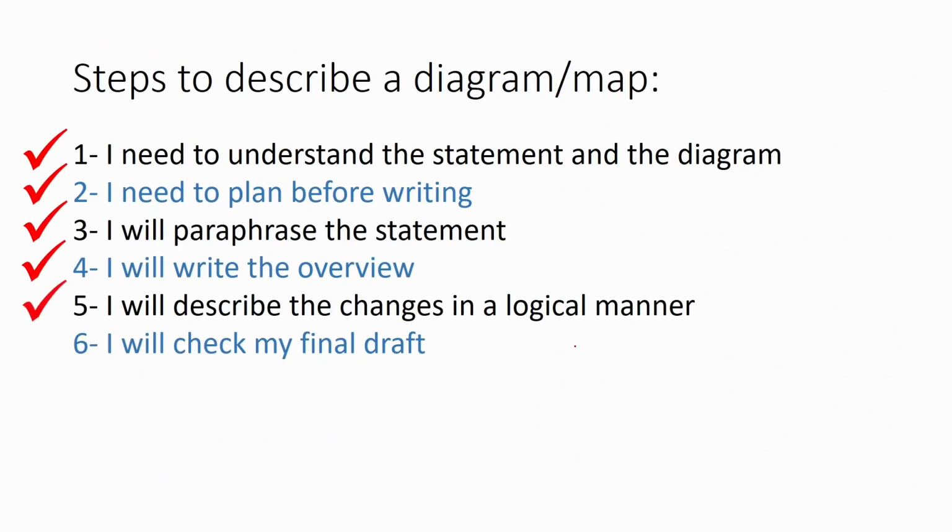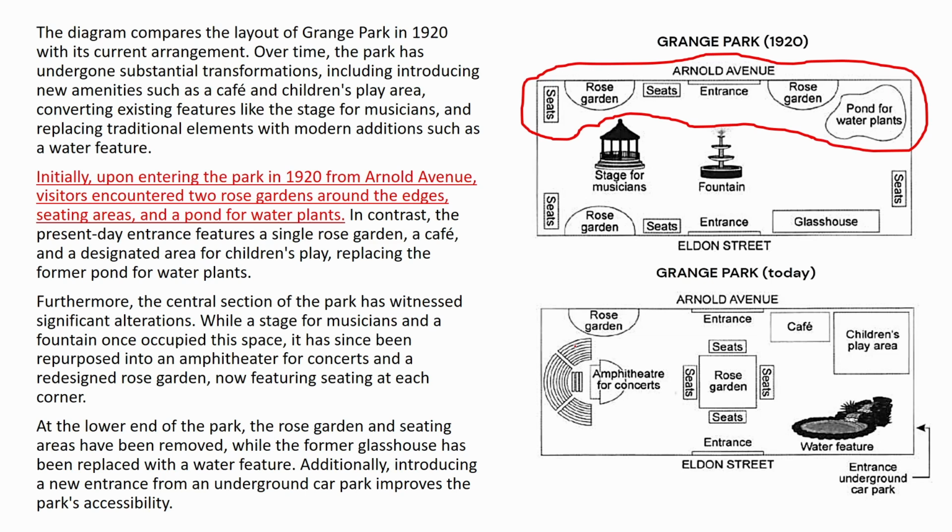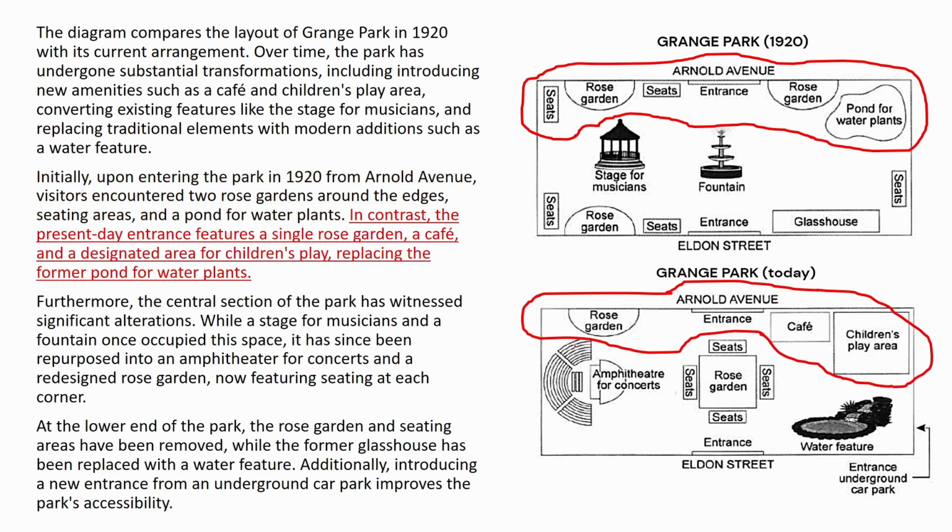All right, now from this part, we start the description of the changes in a logical manner, like the way I said, from the top, then the middle, and then the bottom. Initially, upon entering the park in 1920 from Arnold Avenue, visitors encountered two rose gardens around the edges, sitting areas, and a pond for water plants. Now I need to compare it with today's layout. In contrast, the present-day entrance features a single rose garden, a cafe, and a designated area for children's play, replacing the former pond for water plants.